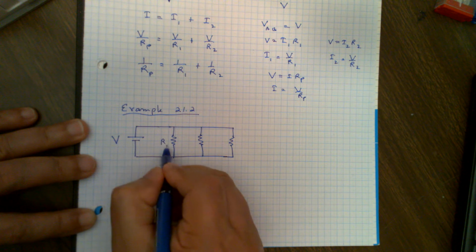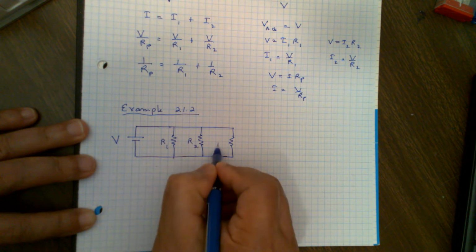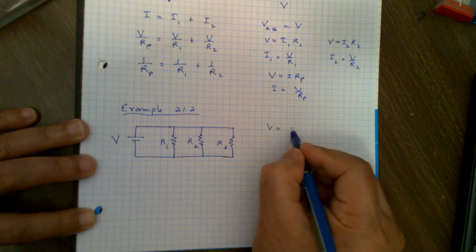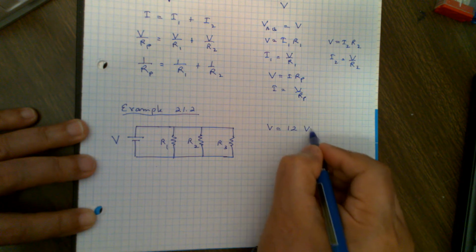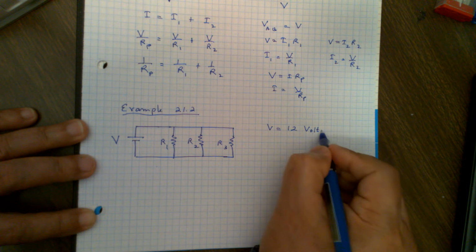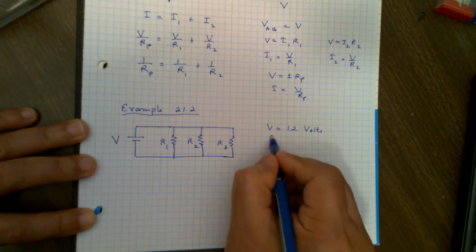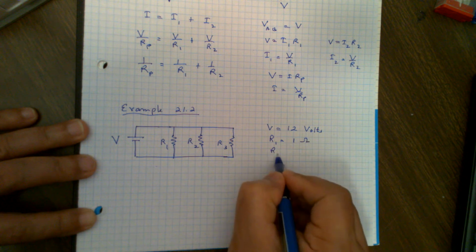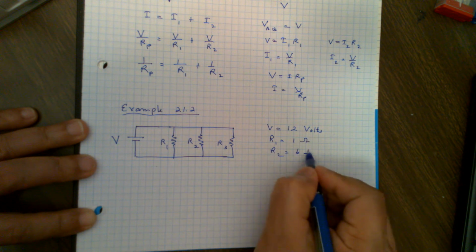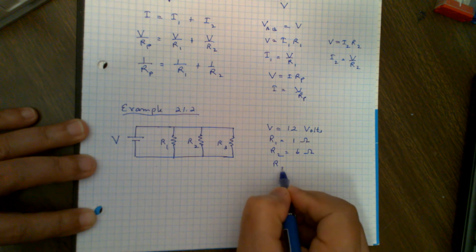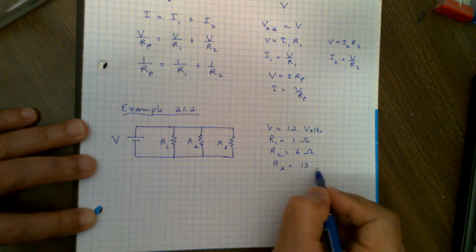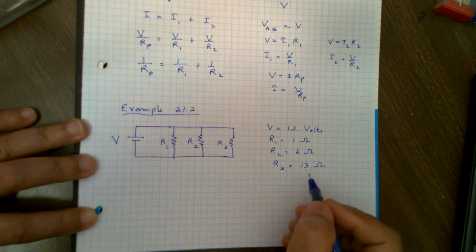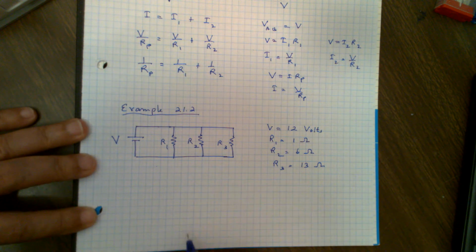This is R1, R2, R3. And V is given as 12 volt. They like 12 volt, don't they? And then R1 is equal to 1 ohm. R2 is equal to 6 ohms. R3 is equal to 13 ohms. They give some crazy numbers like 13, which is a prime number, so it's hard to divide, right?